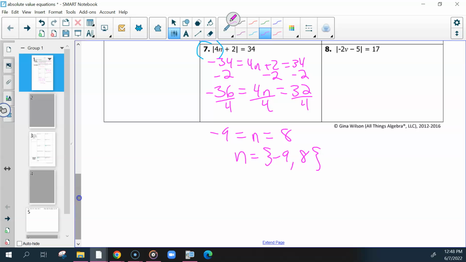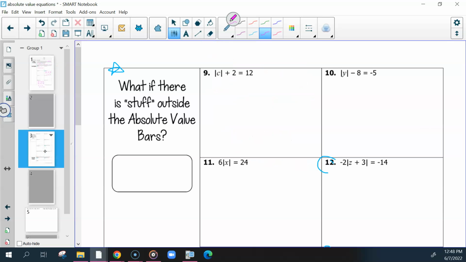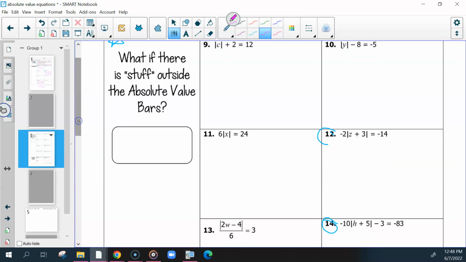We're just going to do a few more of these and then we'll switch gears and go back to final exam review. On the back, if there's stuff outside of the absolute value bars, we need to isolate the absolute value bars. Get them by itself.